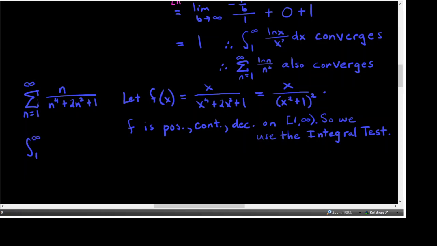Okay, so we set up the improper integral for the function x over x squared plus 1 as x goes from 1 to infinity dx. So we rewrite that as the limit of the definite integral from 1 to b as b goes to infinity of our function of x dx.